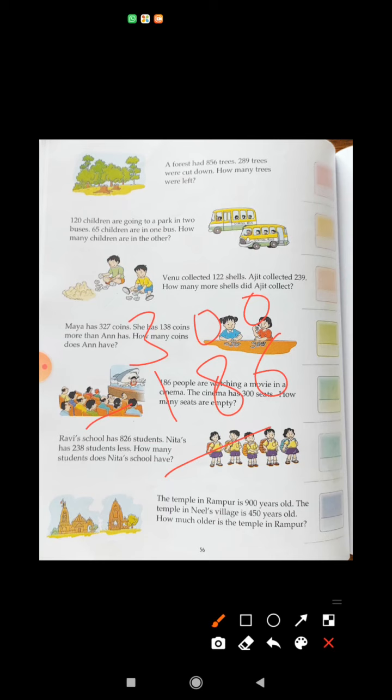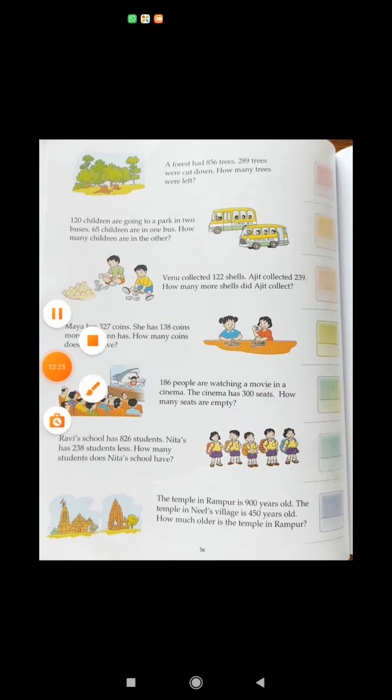Okay. Now first we subtract the ones. 0 is less than 6. Take a borrow from tens. Here will be 10 and here 9 remaining. 10 minus 6 is 4. 9 minus 8 is 1. And here 2 is remaining. 2 minus 1 is 1. The answer is 114 empty seats. Okay. Like this you do the other part also.